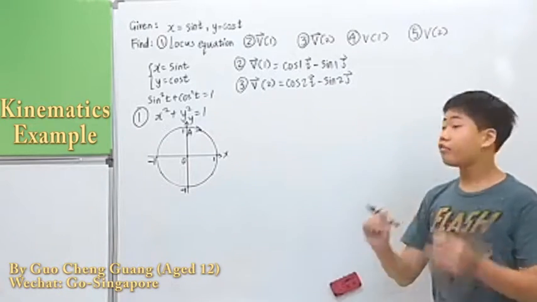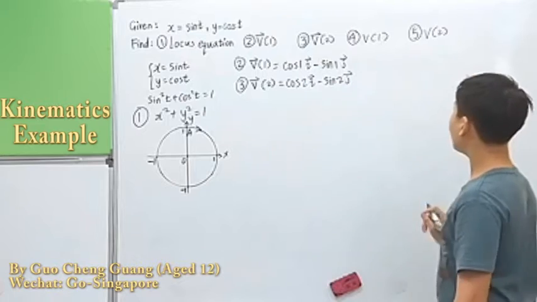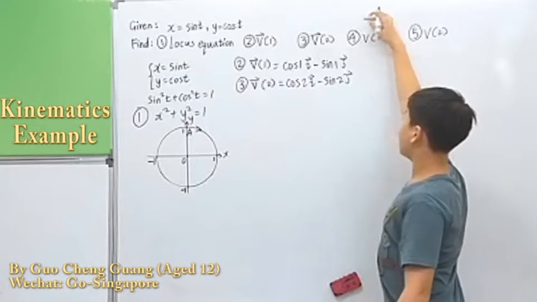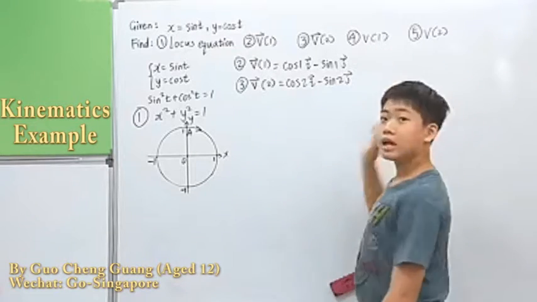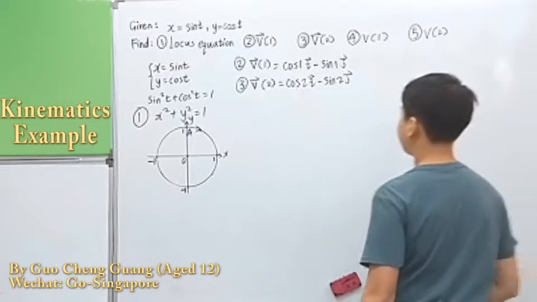Okay, so then after that, for parts 4 and 5, now you don't have that vector. So we're saying about velocity. But here, it is instantaneous velocity.